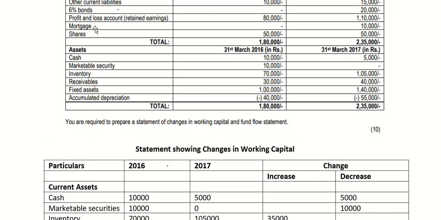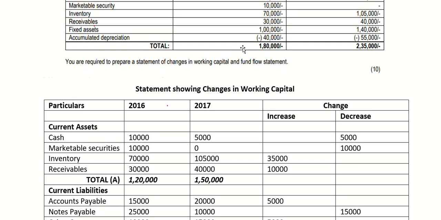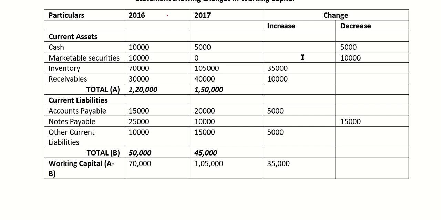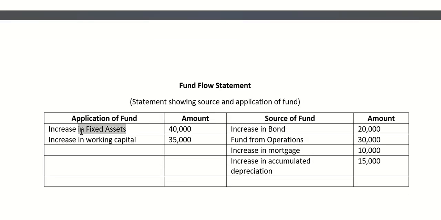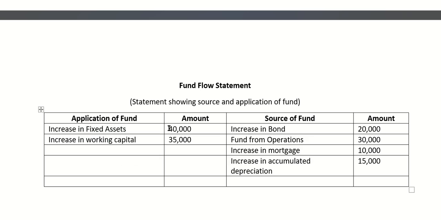After that, shares: no changes there. We are not looking into the current assets. Moving on to the very first non-current asset, it is fixed asset. It was 1 lakh in 2016, and 1 lakh 40,000 in 2017. That means there happened an increase of 40,000. Remember, when fixed assets increase, it is an application, because it means we have purchased something and used the fund available for the business. So it is taken as 40,000.